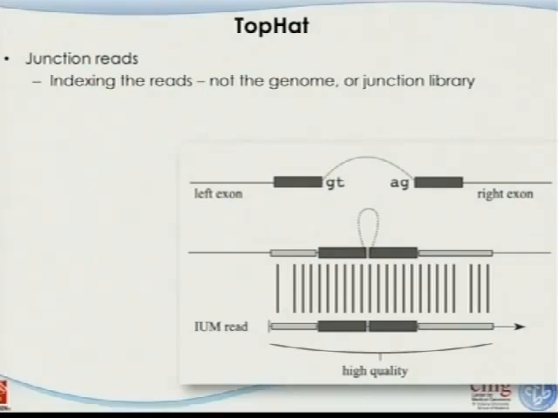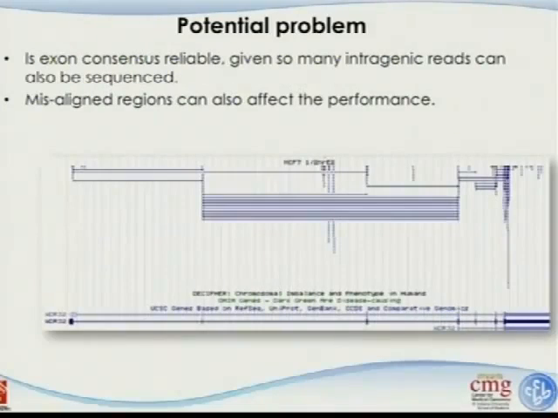And the general idea of this TopHat is you get the RNA sequencing data, you align them against the genome, and then you figure out which parts of the genome transcript become the exons, then identify the boundaries and further align the remaining reads to these regions. So this is what TopHat is doing.